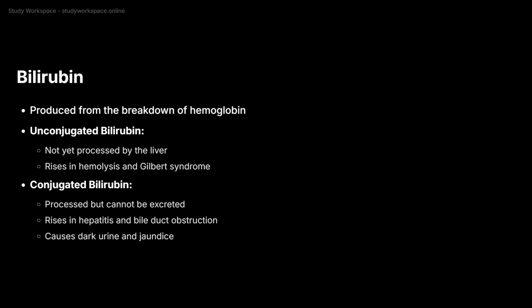Next is bilirubin, which is produced from the breakdown of hemoglobin. Unconjugated bilirubin rises in conditions such as hemolysis and Gilbert syndrome because it has not yet been processed by the liver. Conjugated bilirubin rises in hepatitis and bile duct obstruction because it has already been processed but cannot be excreted normally. This often causes dark urine and jaundice.